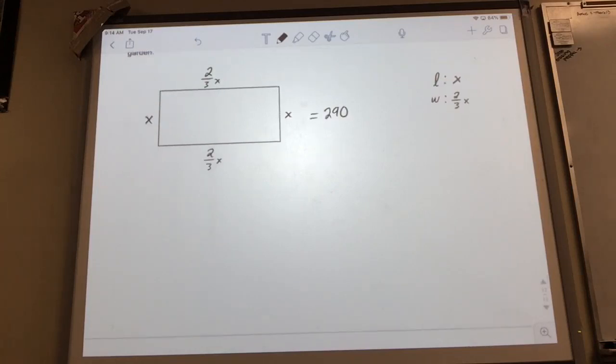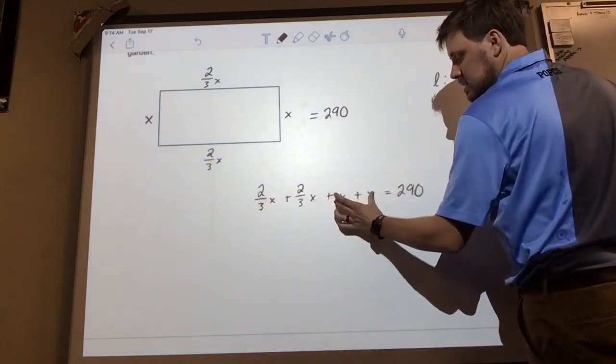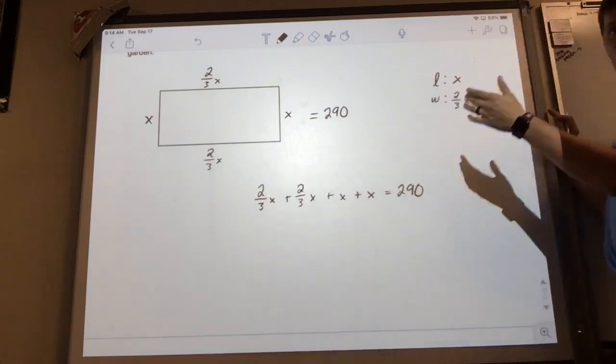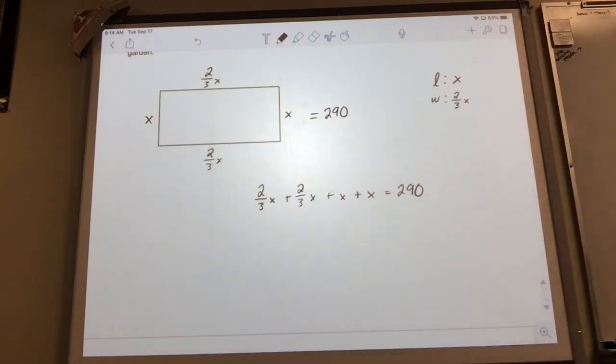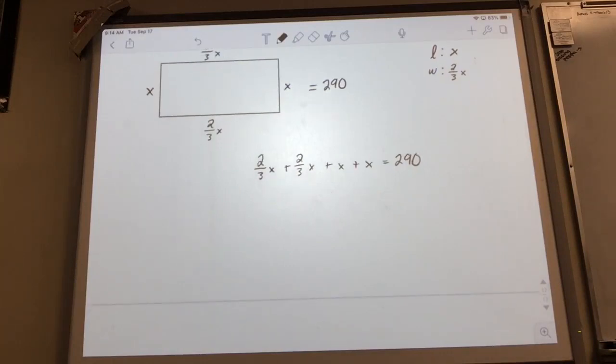So I'm going to show every step. 2 over 3x plus 2 over 3x plus x equals 290. Combine your like terms. Right now I'm just going to combine these and these, even though they're all x's with ones, so they're the same letter, same exponent. But I'm going to combine the fractions because they have common denominators. So 4/3 x plus 2x equals 290.